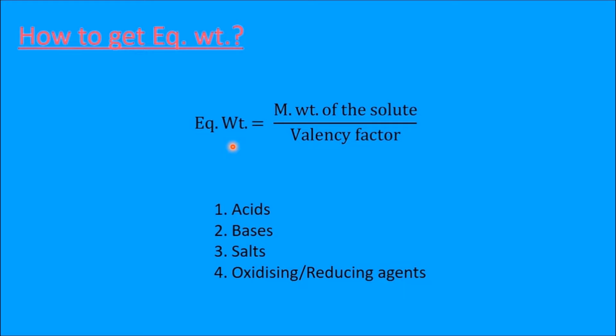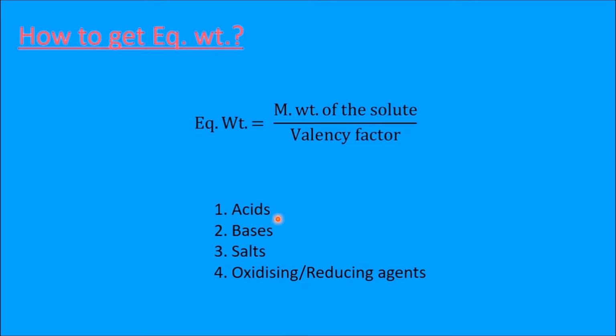Students get a doubt. In molecular weight, there is no confusion, but how to get the equivalent weight? In this video, I am explaining how to get the equivalent weight of a substance. The equivalent weight of a substance is given by the molecular weight of the solute divided by the valence factor, the n-factor. This is different in different cases. Take acids, bases, salts, oxidizing and reducing agents. How to calculate equivalent weights in all the 4 cases? That we are learning in this video.